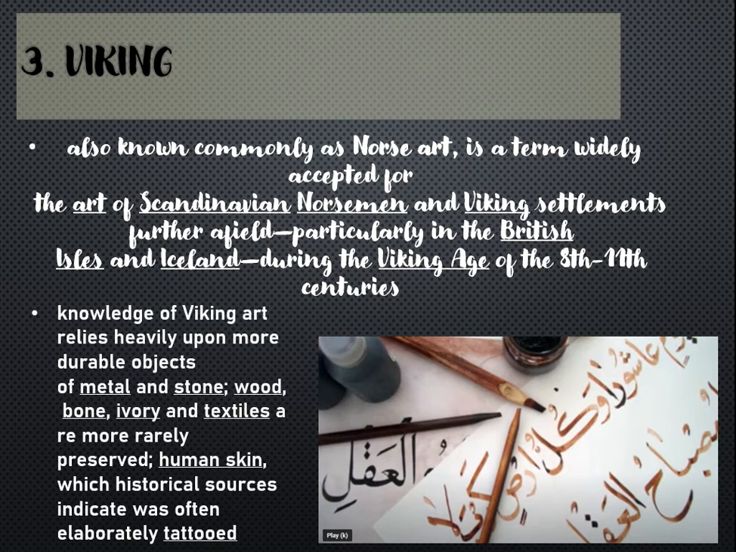Knowledge of Viking art relies heavily upon more durable objects of metal and stone, including wood. Bone, ivory, and textiles are more rarely preserved. Human skin, which historical sources indicate was often elaborately tattooed.